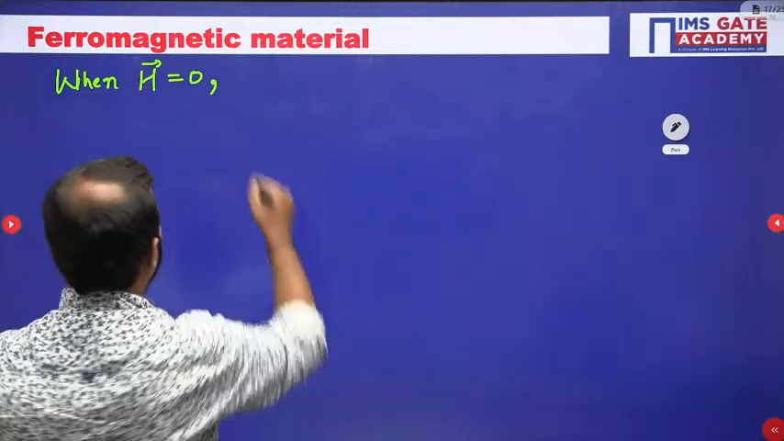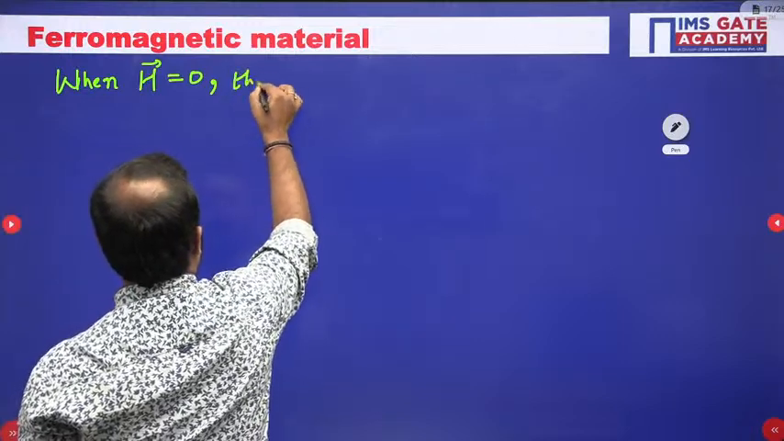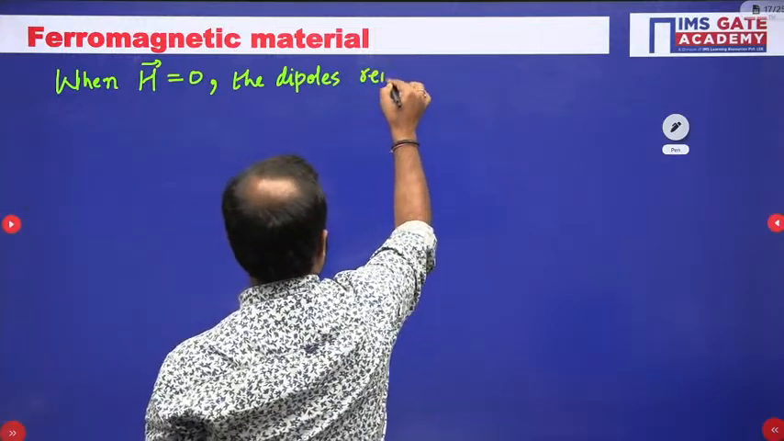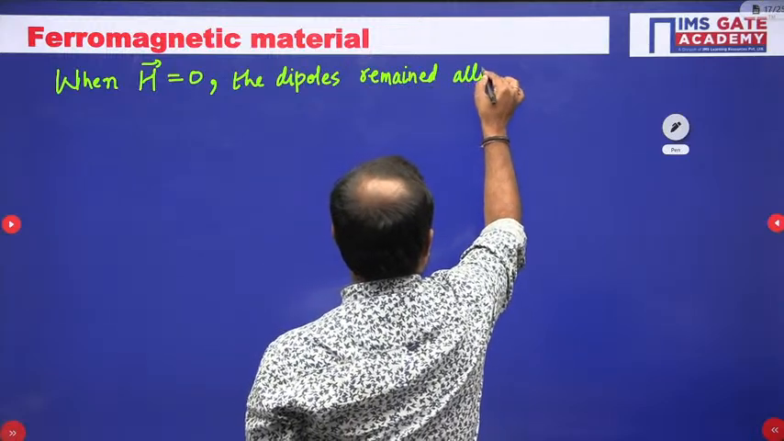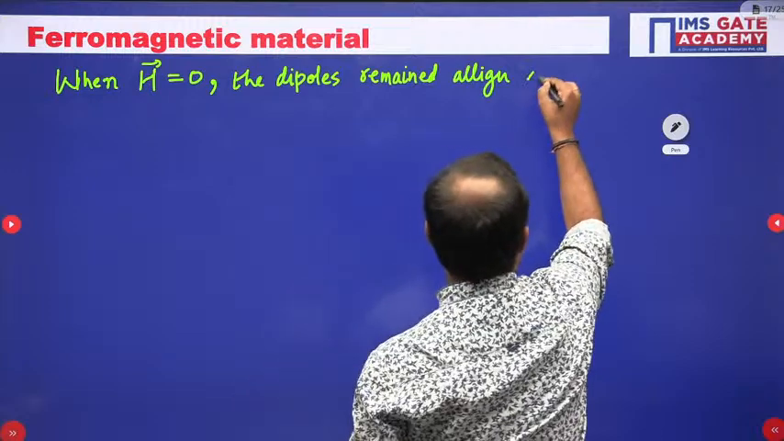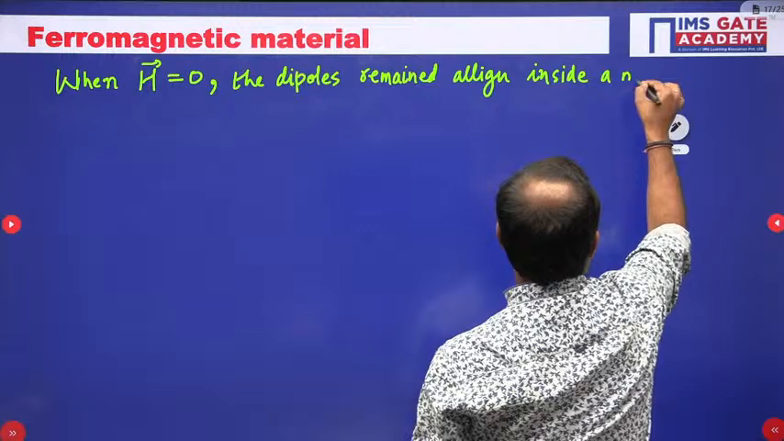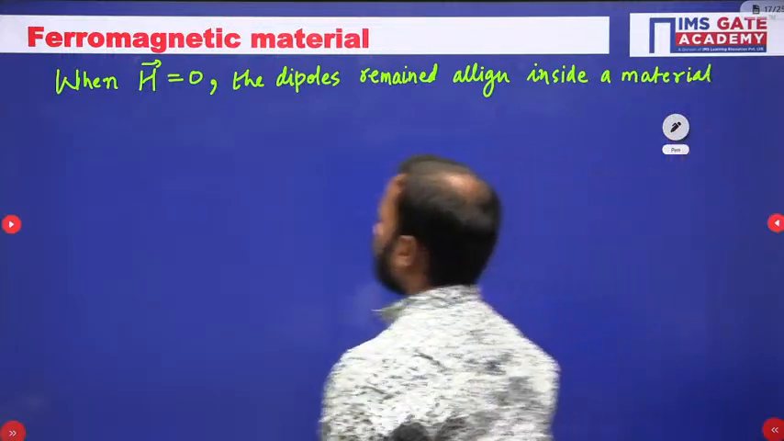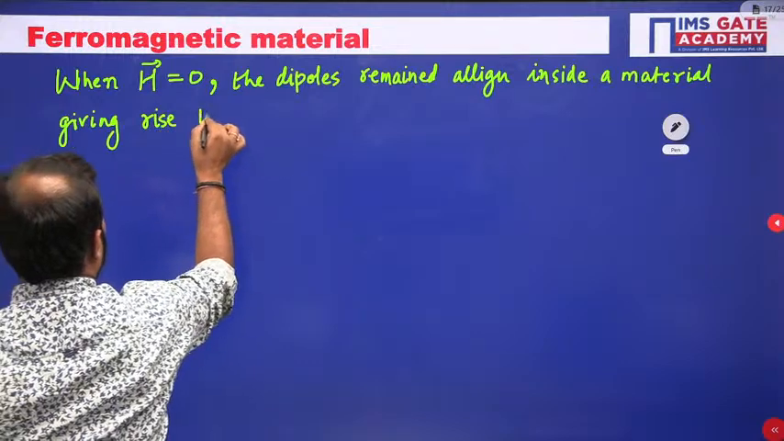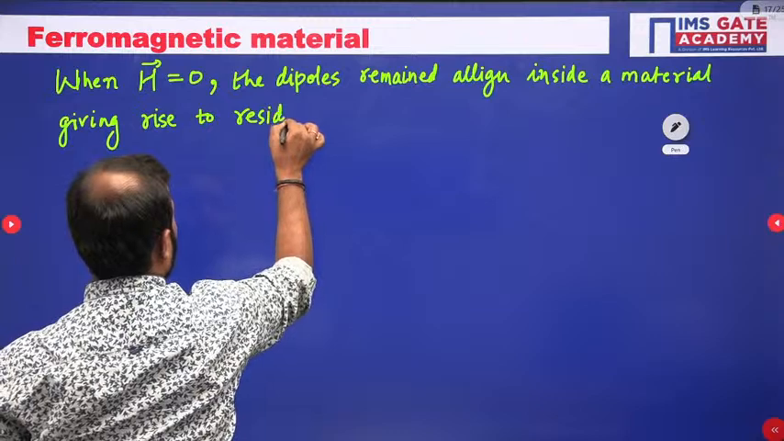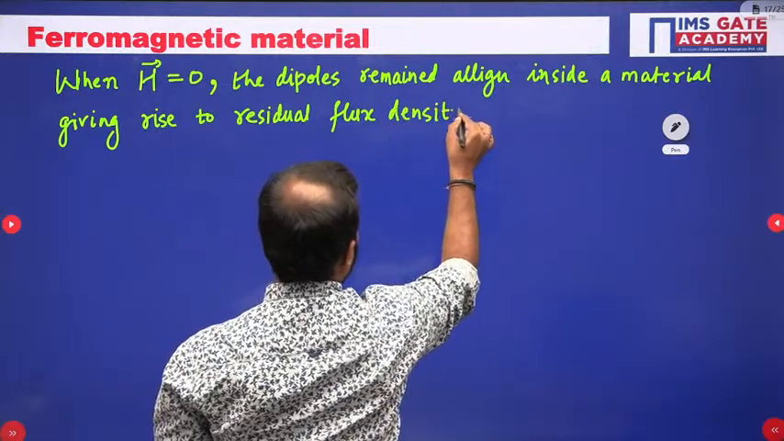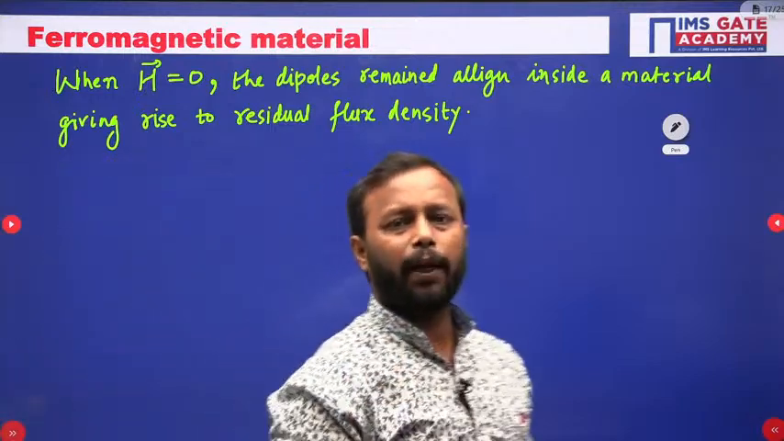Even if H is 0, the dipoles remained aligned inside a material, giving rise to residual flux density. ठीक है, एक मैं एग्जाम्पल ले रहा हूं यहां पे, ठीक है.